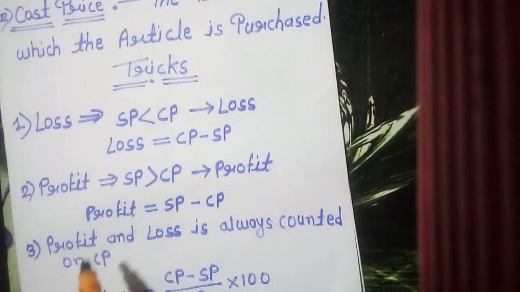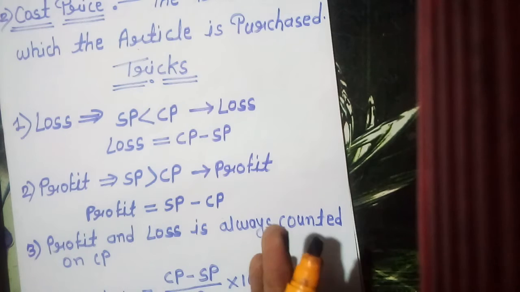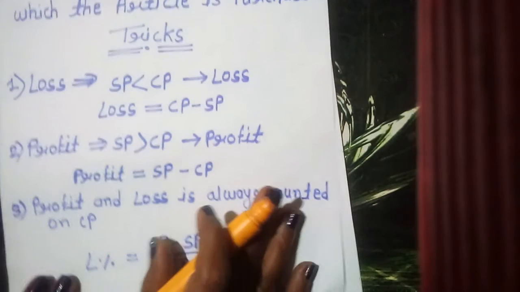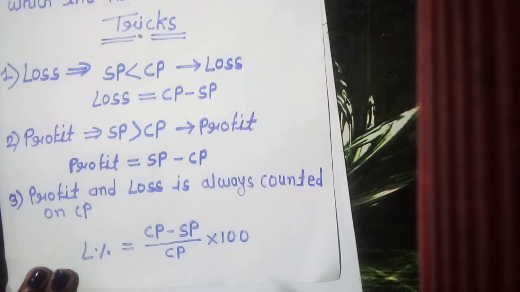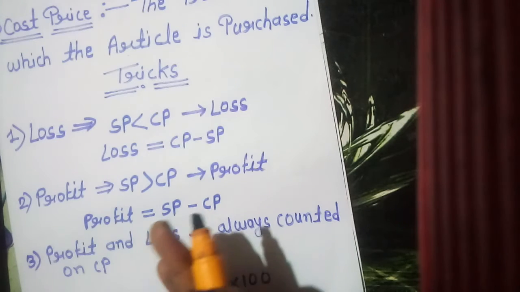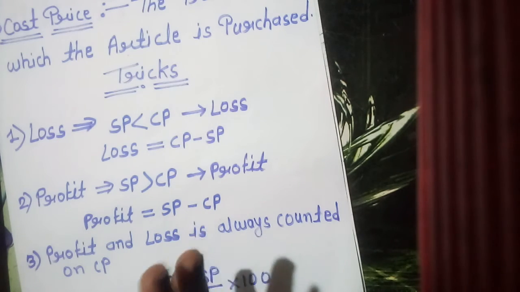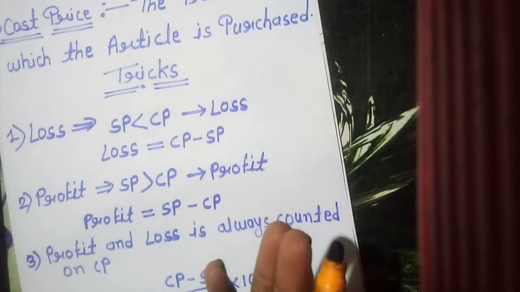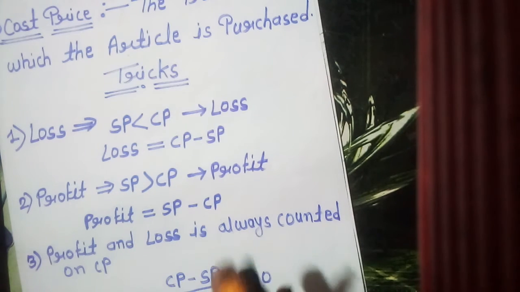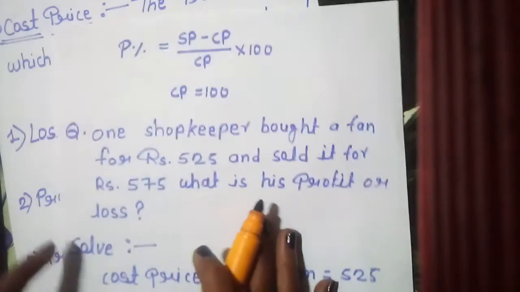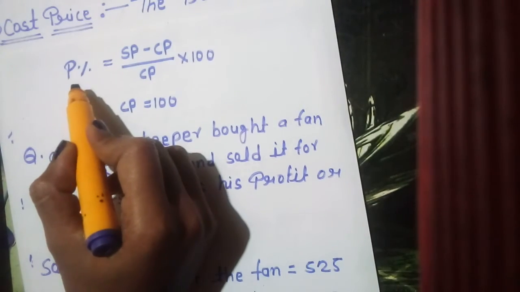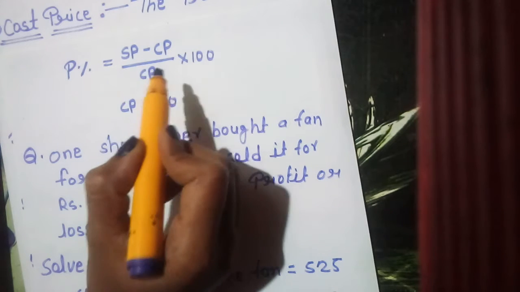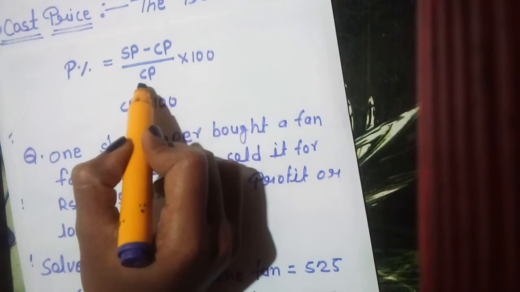Now the third trick: profit and loss are always calculated on CP. CP is 100%. So what is the loss percentage? Loss percentage is CP minus SP upon CP into 100. This is the calculation of loss. For profit, it is SP minus CP, so profit percentage is SP minus CP into 100 upon CP.